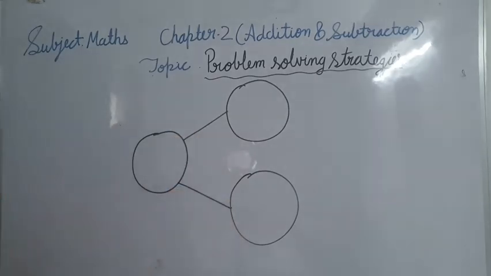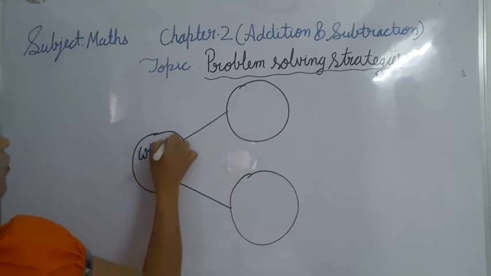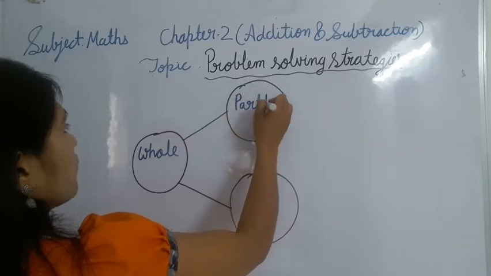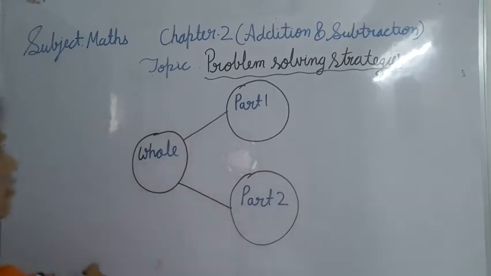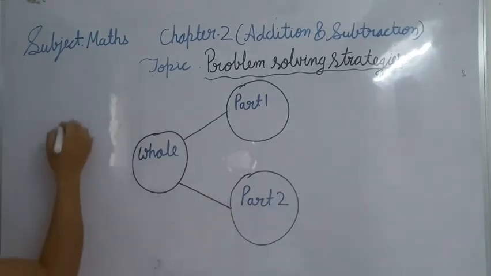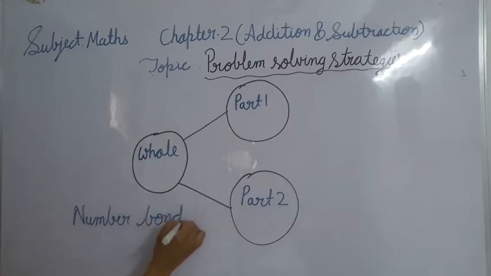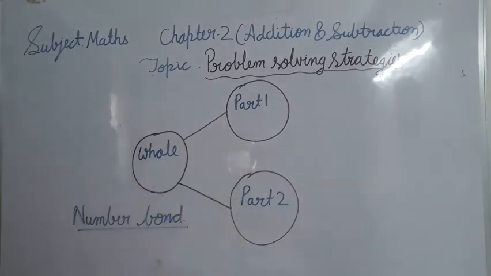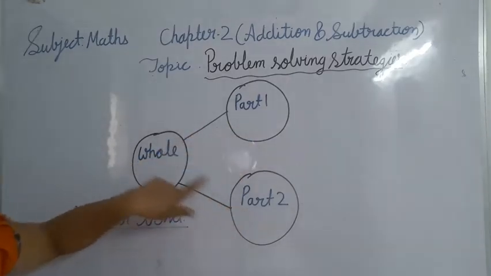This is called the whole. This one is part 1 and part 2. So this is called a number bond. What is it? Number bond, which shows the relationship between the parts and the whole. It shows the relationship between two parts and the whole.